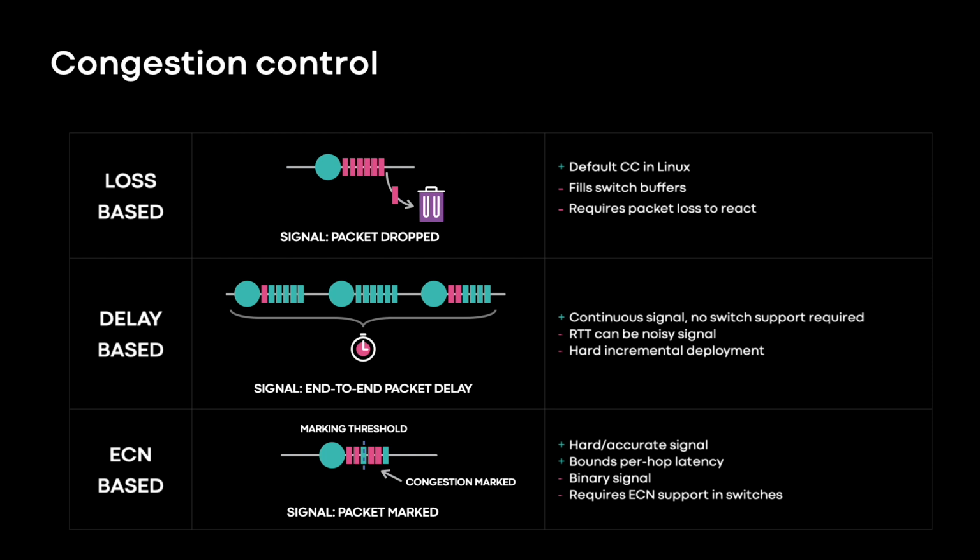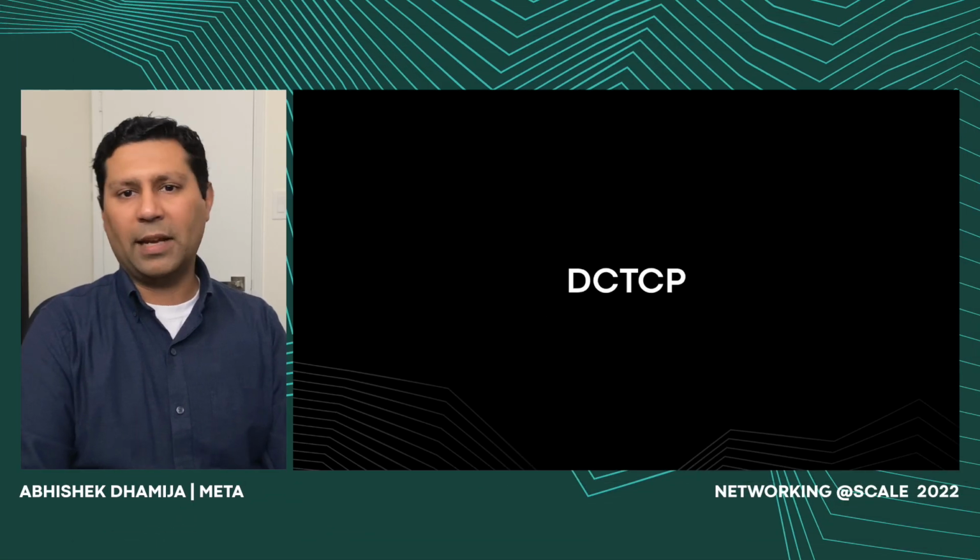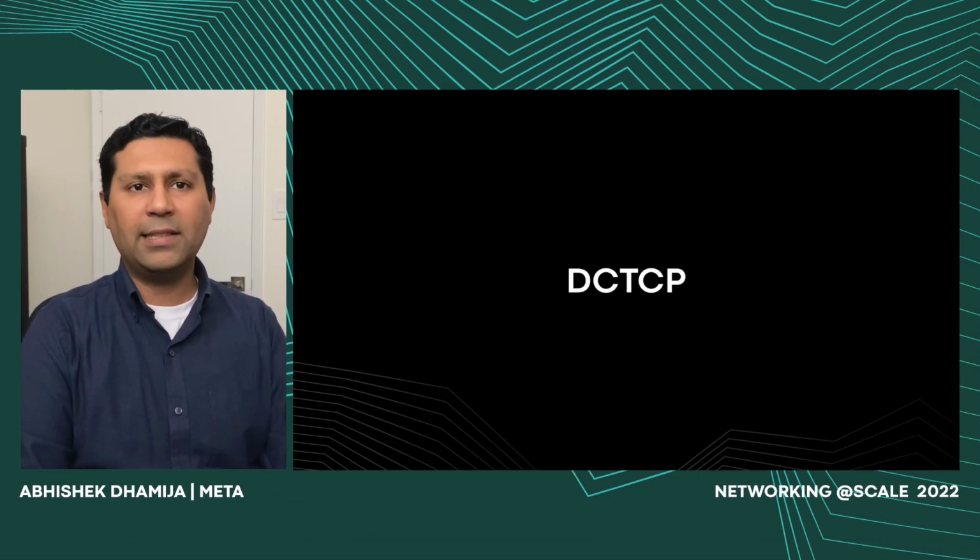Another way is using ECN, which is explicit congestion notification. It requires hardware support, but network devices in the path can both identify and indicate congestion in this case. For our network, we went with data center TCP, which uses ECN-based mechanism for congestion signal. Let's see how this works.